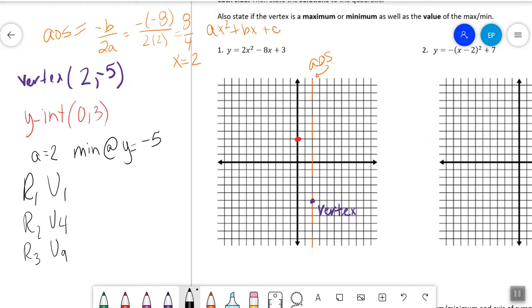Unless my a value is not 1. Since my a value is 2, I have to multiply everything by 2. So my stretch is actually 2, so instead of going up 1, up 4, up 9, I'm going to go up 2, up 8, up 18. So right 1, up 2.